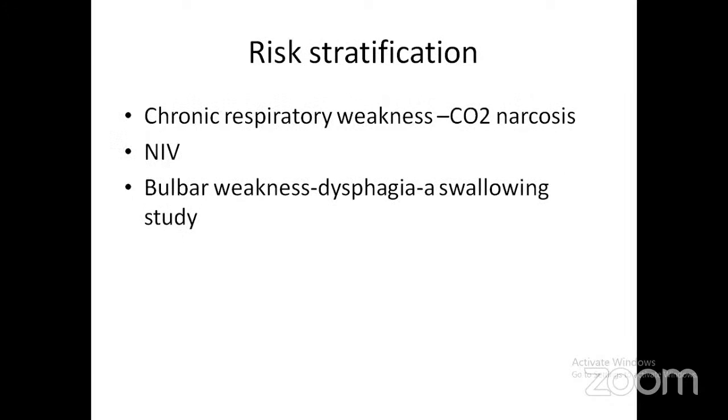Risk stratification for neuromuscular weakness. Chronic respiratory weakness can precipitate carbon dioxide narcosis in severe cases. NIV is useful to decrease the excessive respiratory distress. Bulbar weakness, dysphagia, and difficulty in swallowing cause more problems, and a decrease is a bad prognostic indicator for surgery.